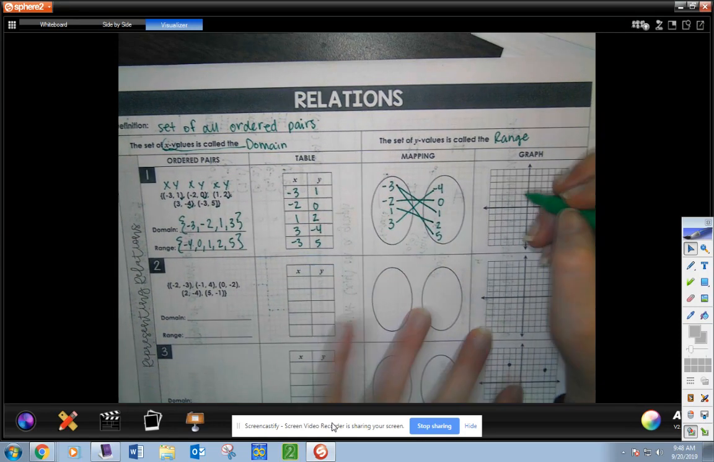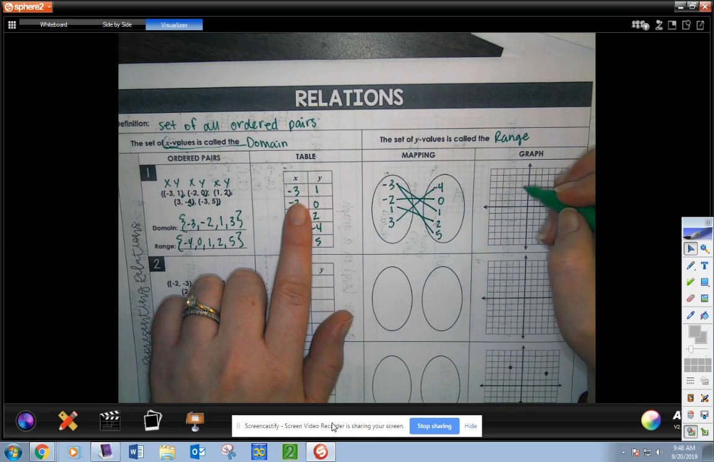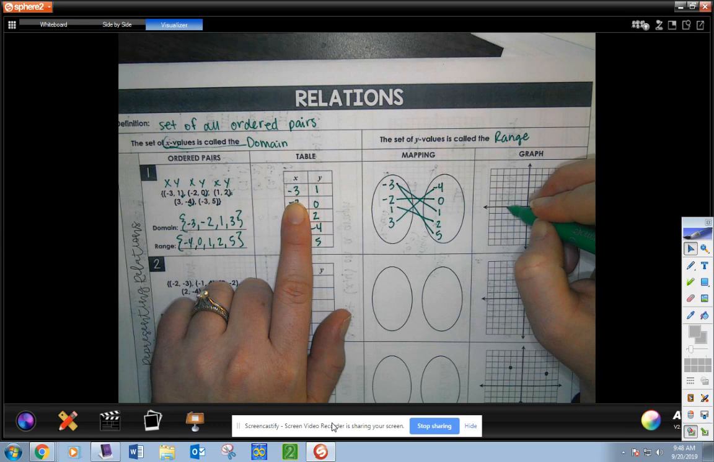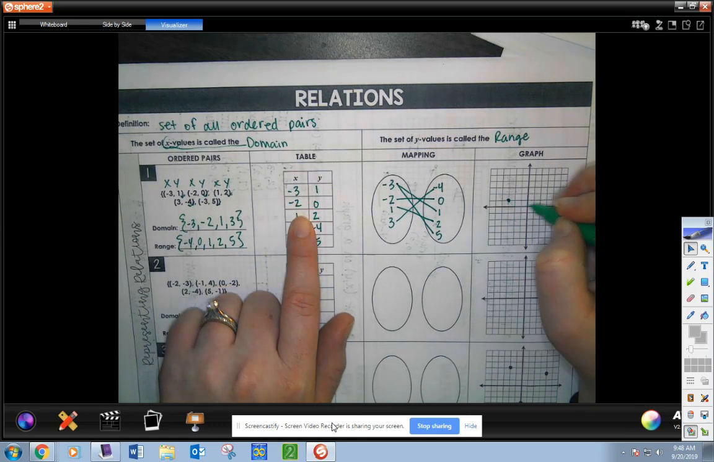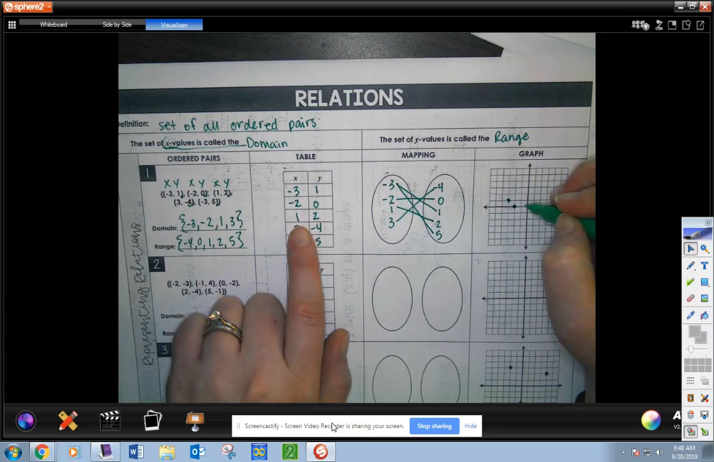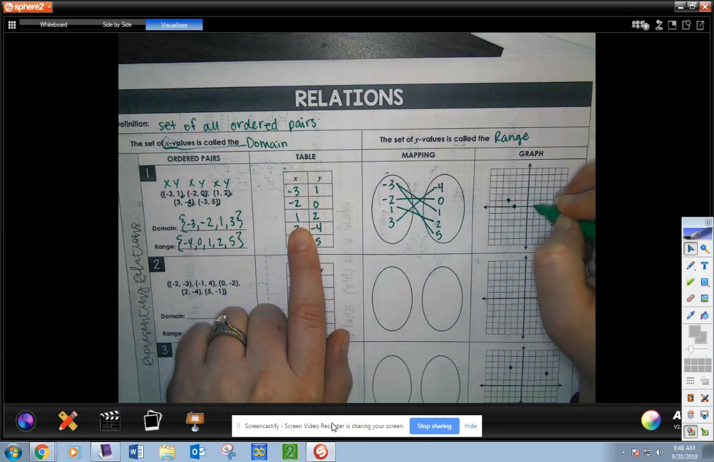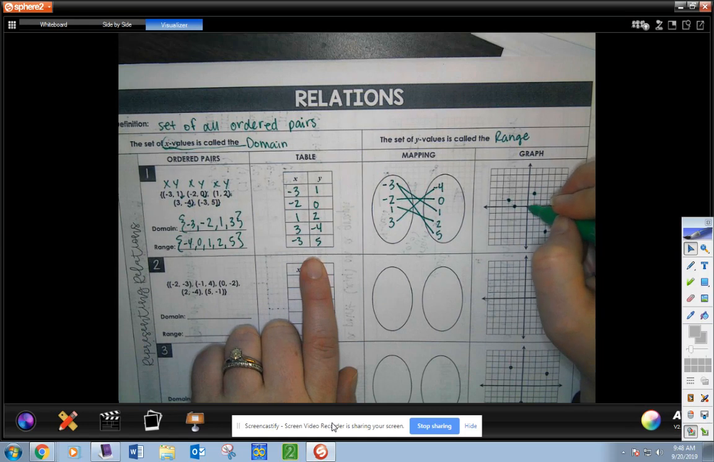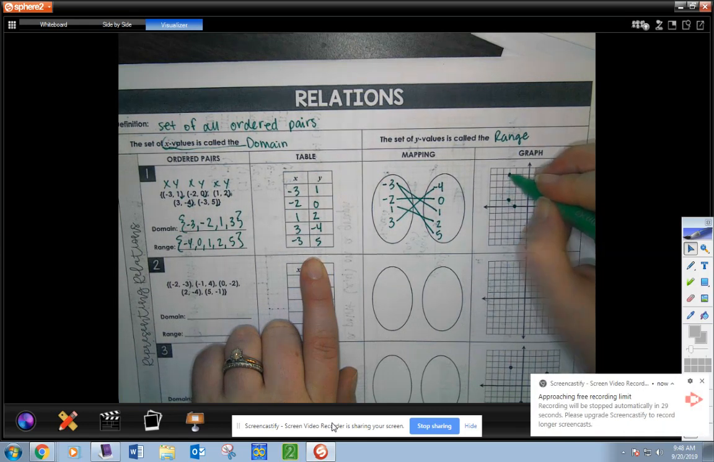Okay, to finish it, I just plot my points. Using your table is the most beneficial thing. So -3, 1 means left 3 and up 1. -2, 0 means left 2 and don't go up or down any. 1, 2 means go right 1 and up 2. 3, -4 means right 3 and down 4. And -3, 5 means left 3 and up 5.